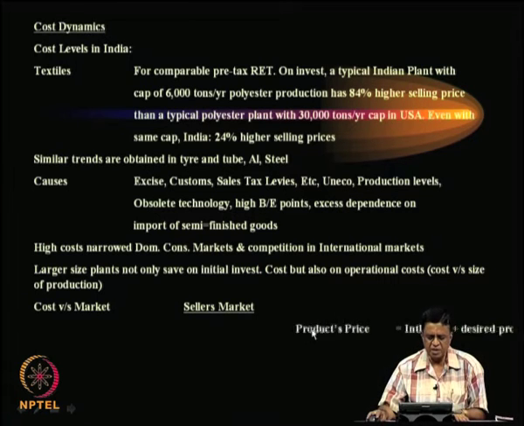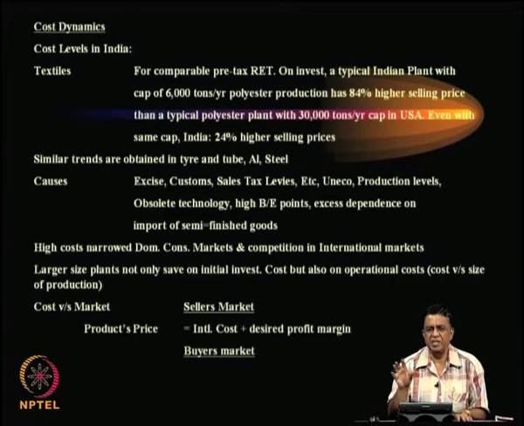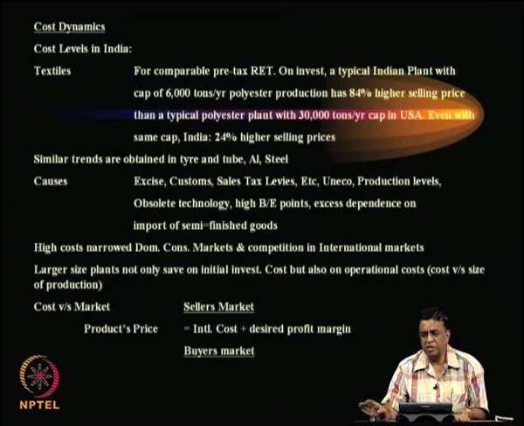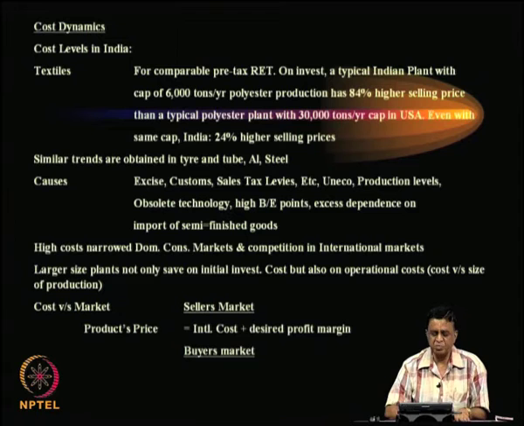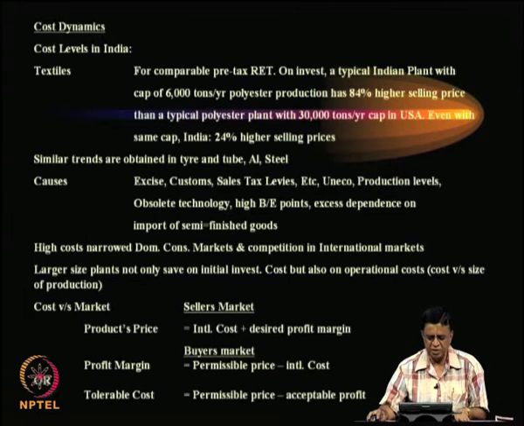Now, let us look at cost versus market. What happens, suppose it is a seller's market. What do you mean by a seller's market? There are a number of sellers selling the same product. Now, in such a situation, how does the price of the product get reflected in the marketplace? What will be the price that will be charged for the product? A product's price will be equal to internal cost plus the desired profit margin.